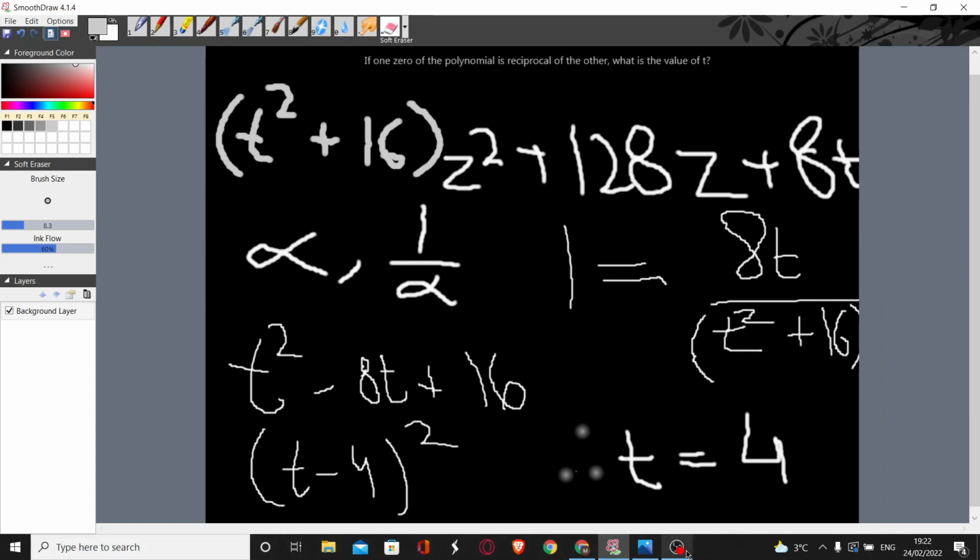For those of you who stayed, I want to tell you that this t squared plus 16 times z squared won't always be there. It could have been something like t squared times z squared plus 16z squared. So you would need to take z squared as common, but that is only applicable if this b value here had the variable as z.